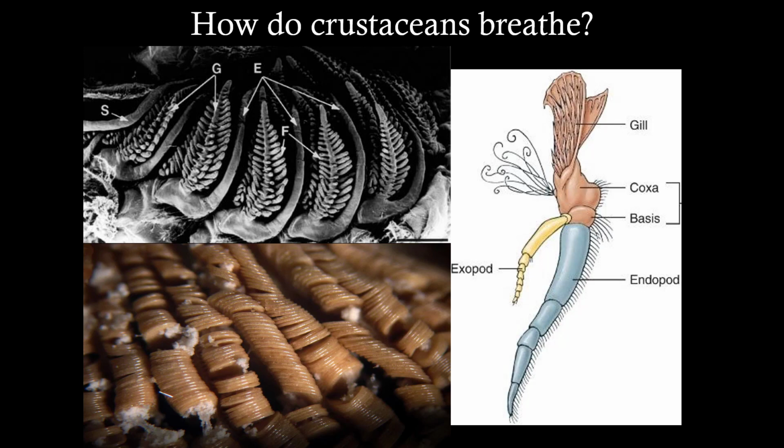Crustaceans breathe with gills in branchial chambers. On both lateral sides, they have a special protective section underneath their carapace that is a little chamber that houses their gills. Water flows across them, and oxygen gases are exchanged at that point. They're highly vascularized and have maximum surface area, and you can see here on the right that they are found at the base of every leg.